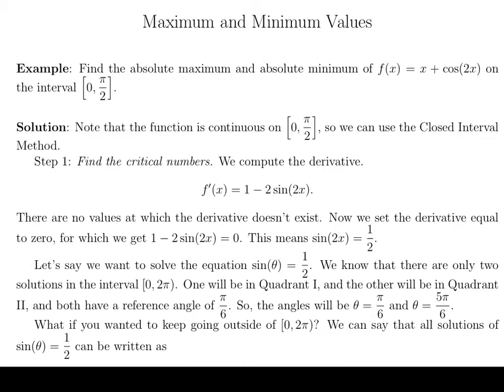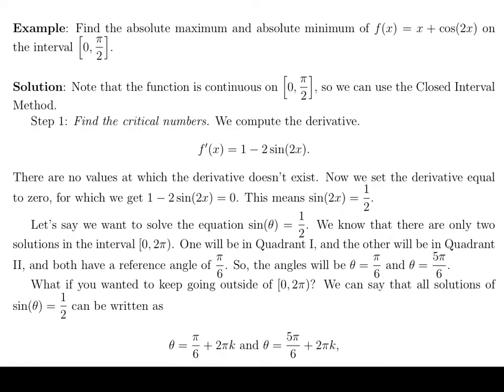Well, let's say we wanted to keep going outside of the interval from 0 to 2 pi. So we can actually say that all solutions of sine theta equals 1/2 can be written like this. Once we have the two solutions that are in the main interval of 0 to 2 pi, then we can just tack on multiples of 2 pi to get new solutions.